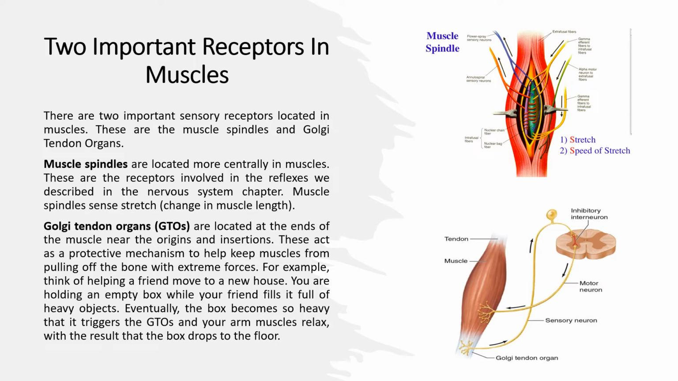Golgi tendon organs, or the GTOs, are located at the ends of the muscle near the origins and insertions. These act as a protective mechanism to help keep muscles from pulling off the bone with extreme forces. For example, think of helping a friend move to a new house. You are holding an empty box while your friend fills it full of heavy objects. Eventually, the box becomes so heavy that it triggers the GTOs and your arm muscles relax, with the result that the box drops to the floor.